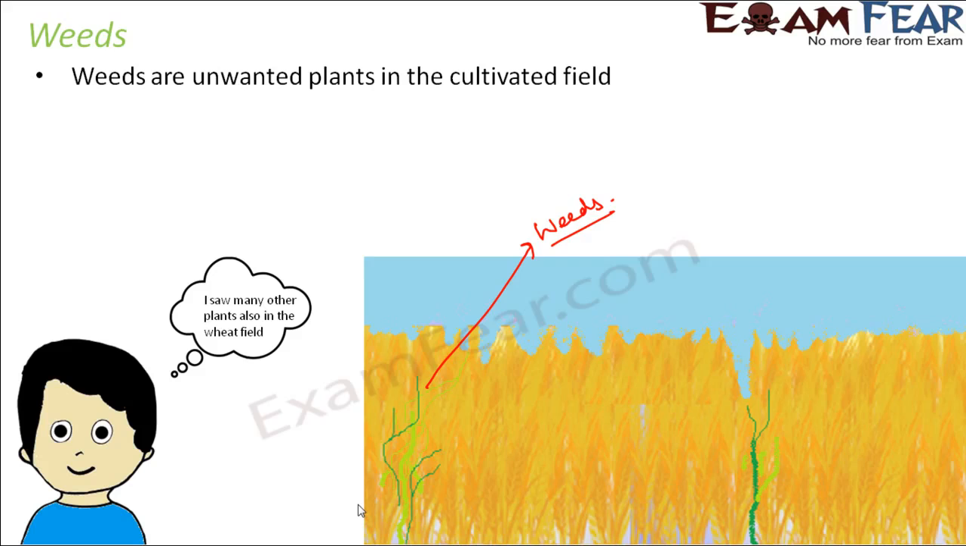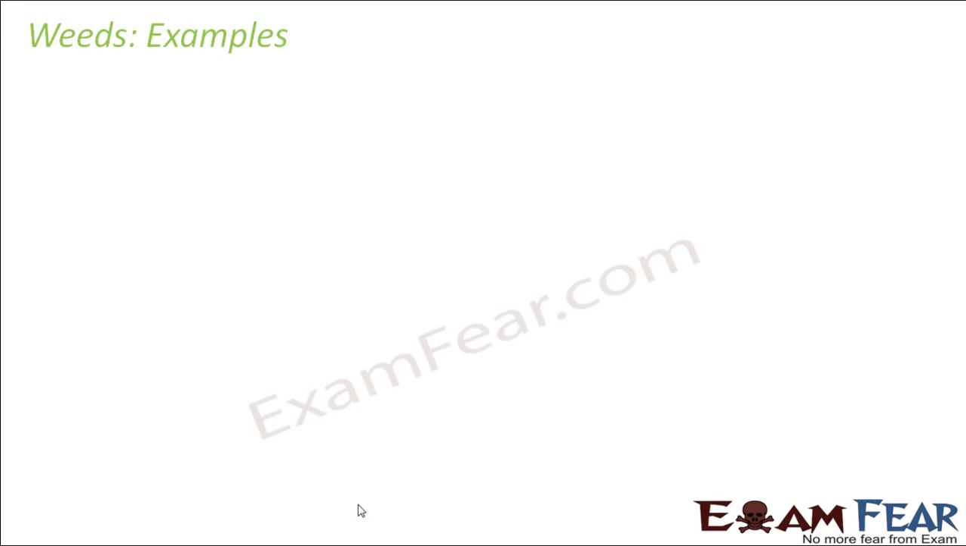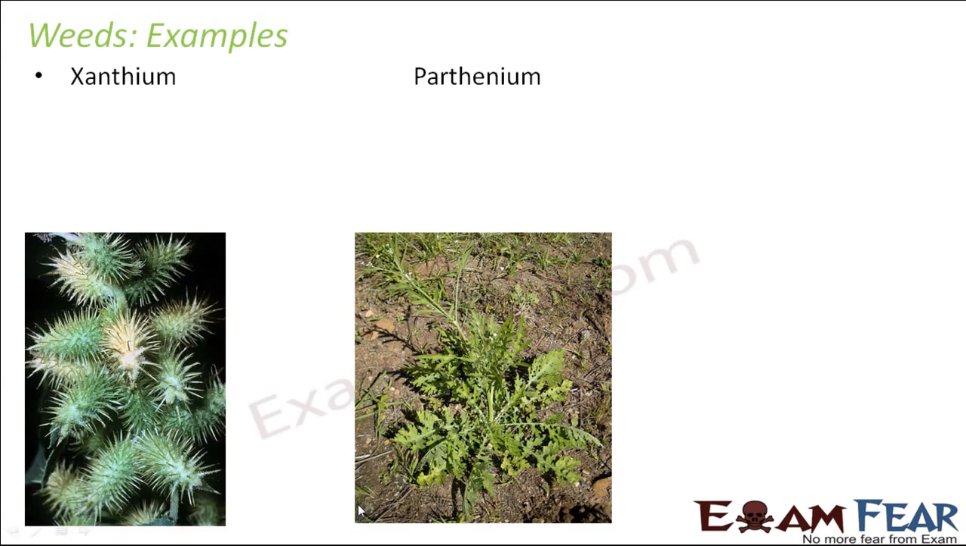So the farmers will have to give enough attention to see that there are no weeds present in the field. However, weeds are very commonly found in the cultivated fields. So the question is how to protect our crops from the weeds, because we do not want the weeds to spoil our crops. Some examples of weeds are xanthium and parthenium. These are common examples of weeds.